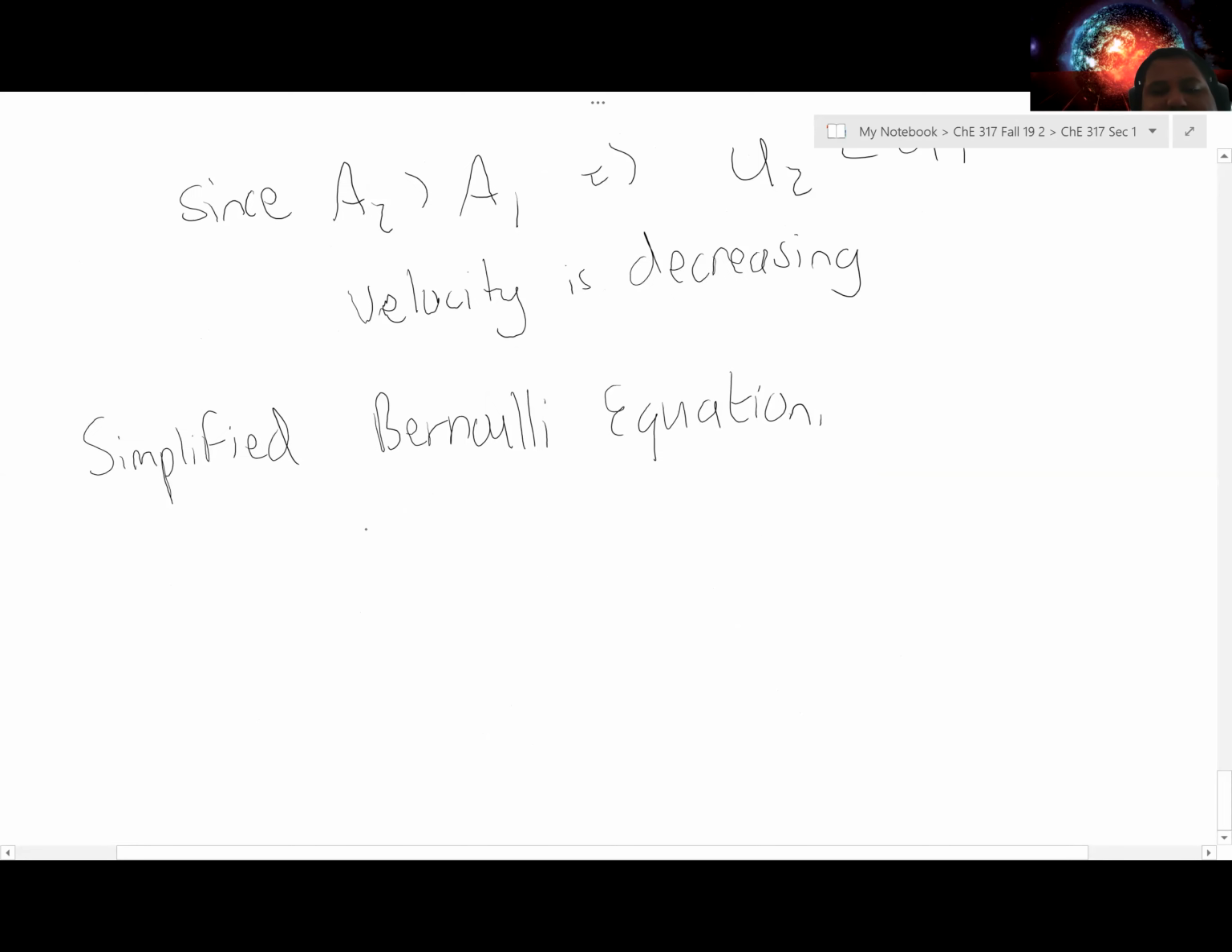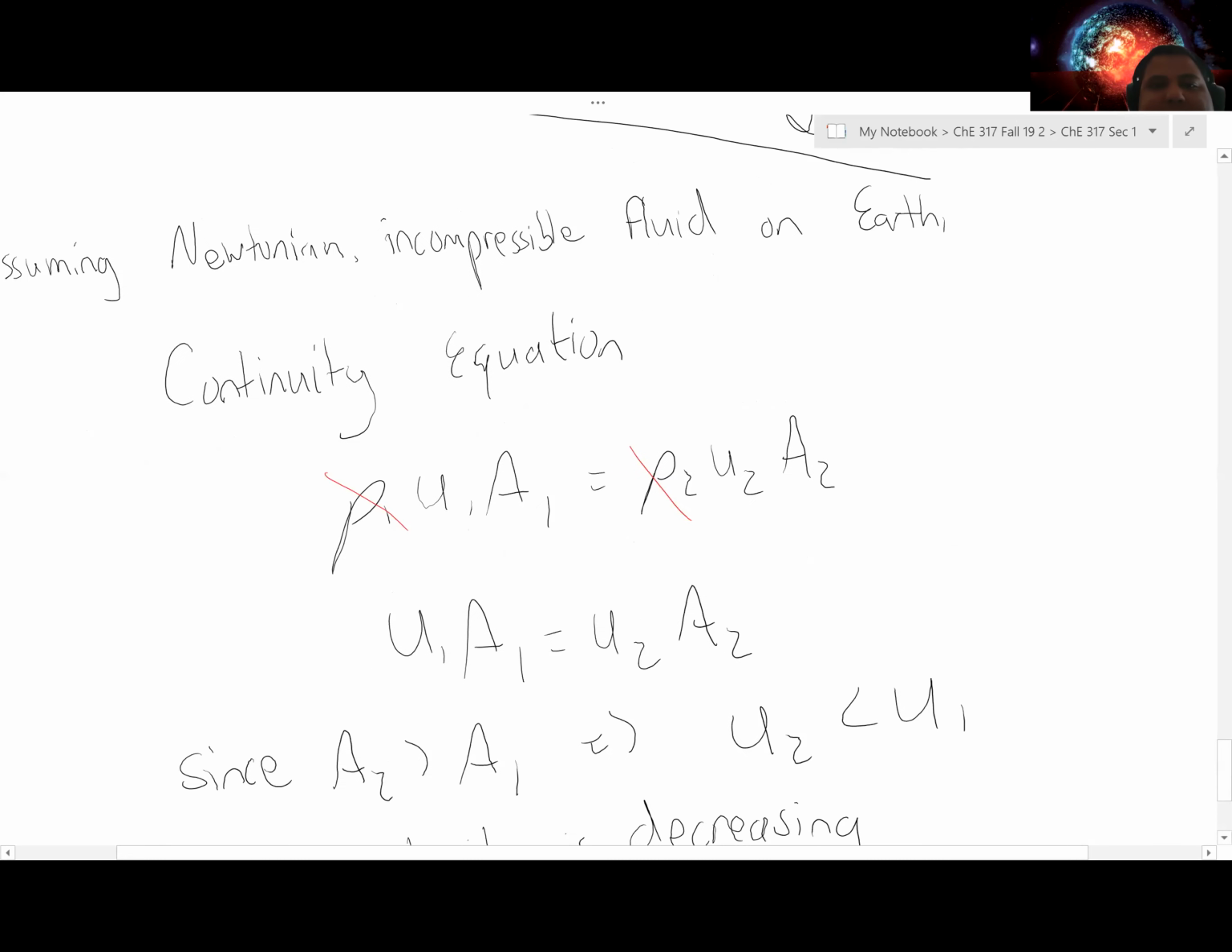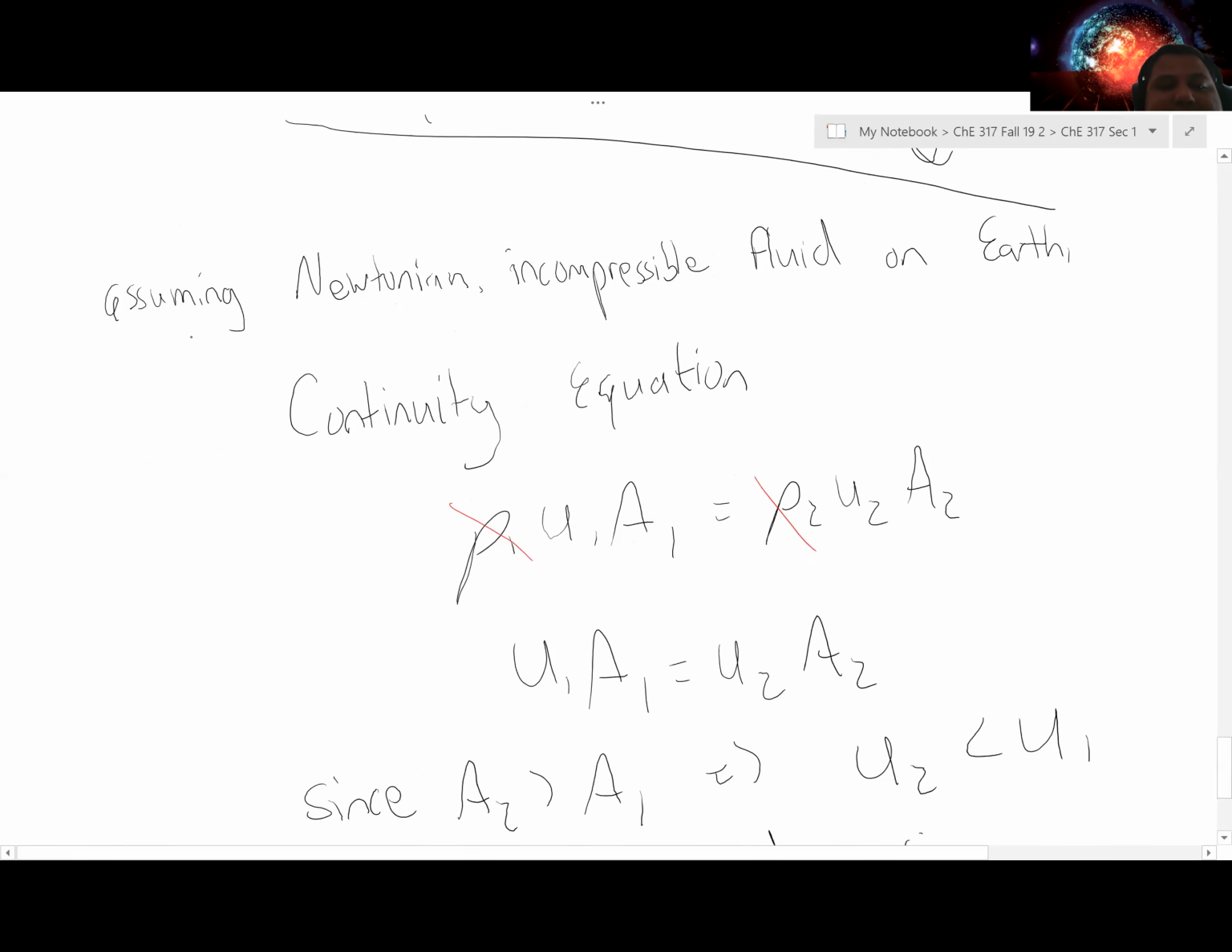I have delta u squared over 2 plus g delta z plus delta p over rho equals 0, because I'm assuming, once again, no work or friction. We don't want to deal with friction yet, trust me.